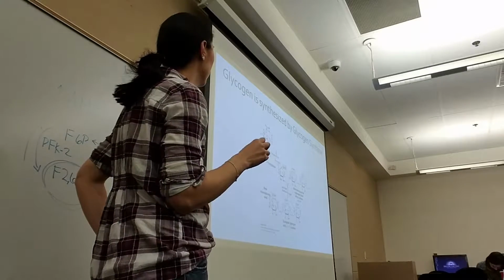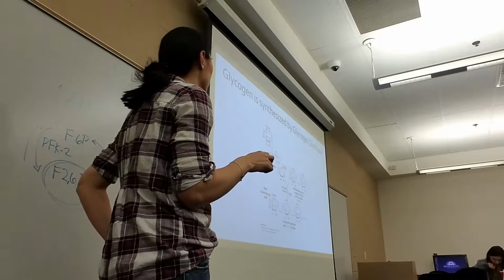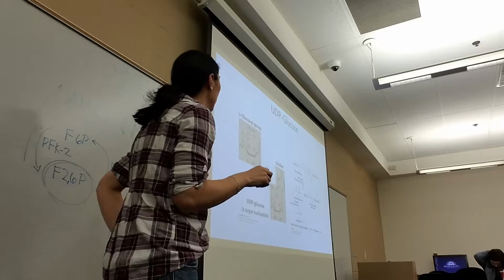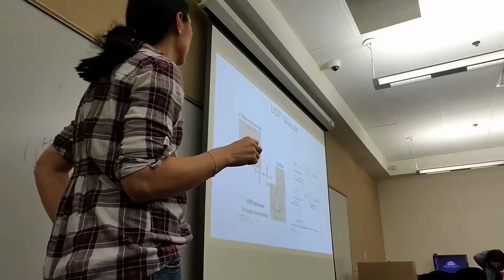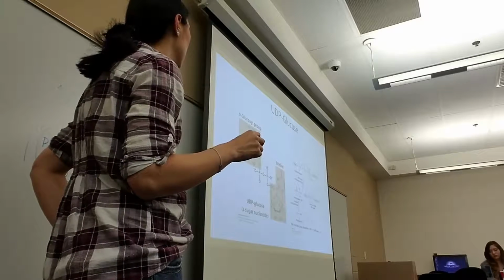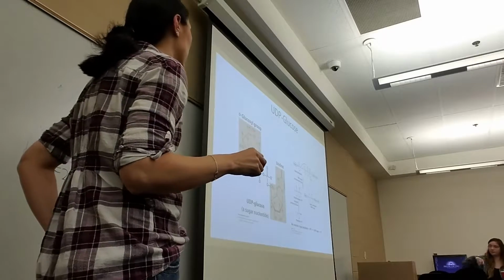In a second I'll show you UDP glucose and how that's formed. UDP glucose is actually a glucose molecule linked to a sugar nucleotide.